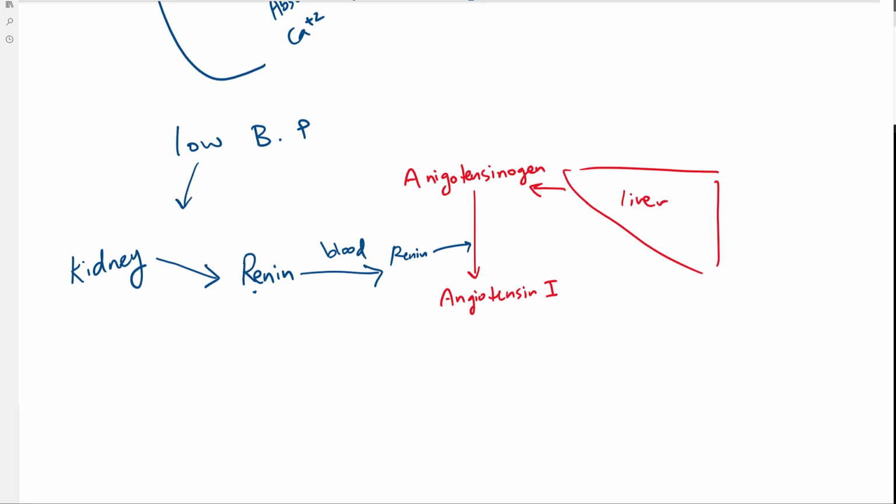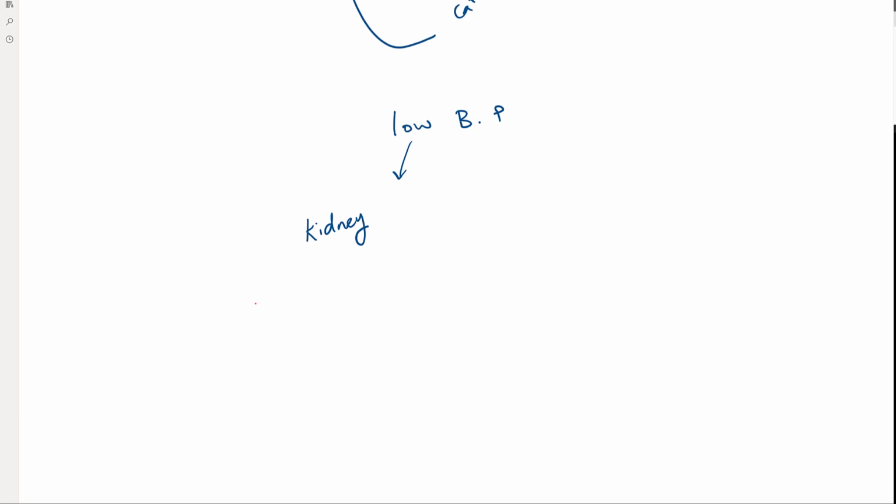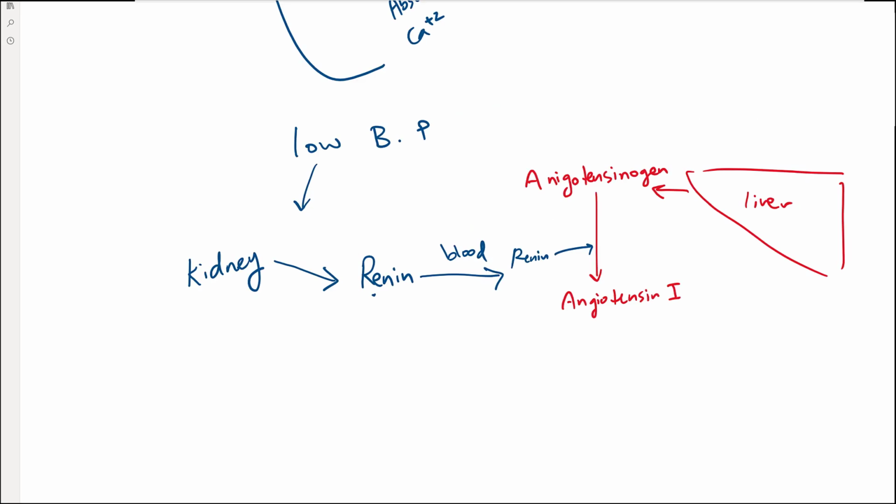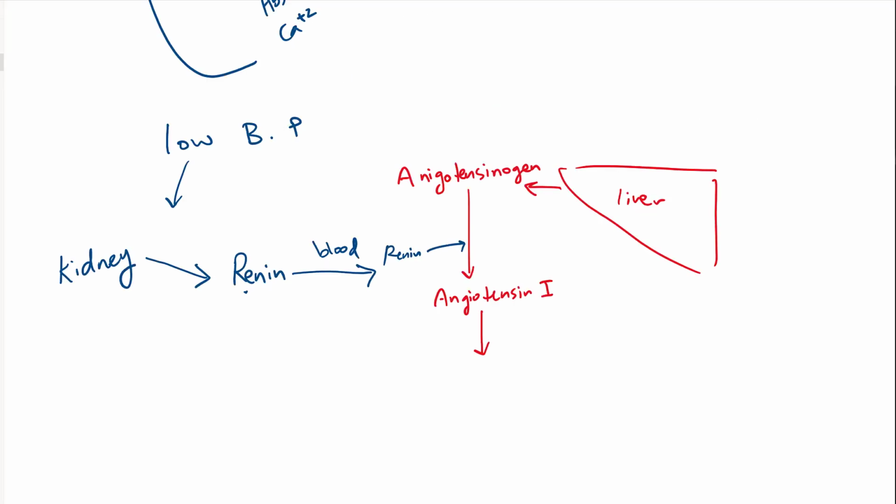In case of low blood pressure, the low blood pressure will be sensed by the kidney, and the kidneys, in response to that, would secrete a hormone called renin. Okay, so this is a hormone secreted by the kidney. This renin will go to the blood. In the blood, it will find another hormone coming from the liver. So this is the liver. The liver is secreting a hormone called angiotensinogen to the blood. And renin will convert it to angiotensin 1. Then another enzyme will convert it to angiotensin 2.